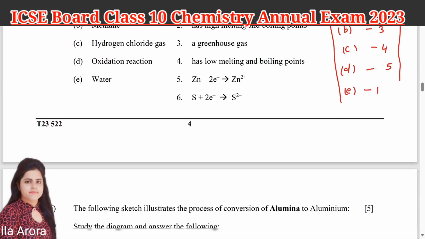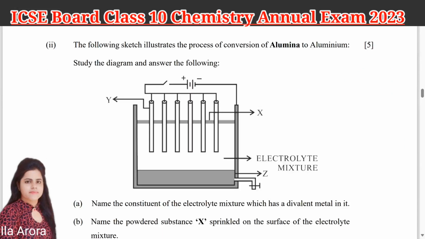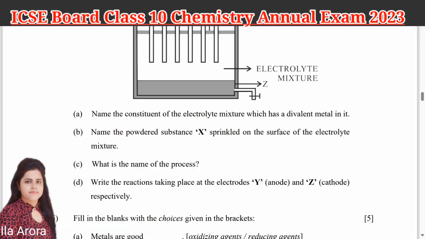Then we have the second part, that is your figure based question. The following sketch illustrates the process of conversion of alumina to aluminium. So this is called the Hall-Héroult process. They are asking about this process. First of all, they are asking to name the constituent of the electrolyte mixture which has a divalent metal in it, right? So the electrolyte mixture.